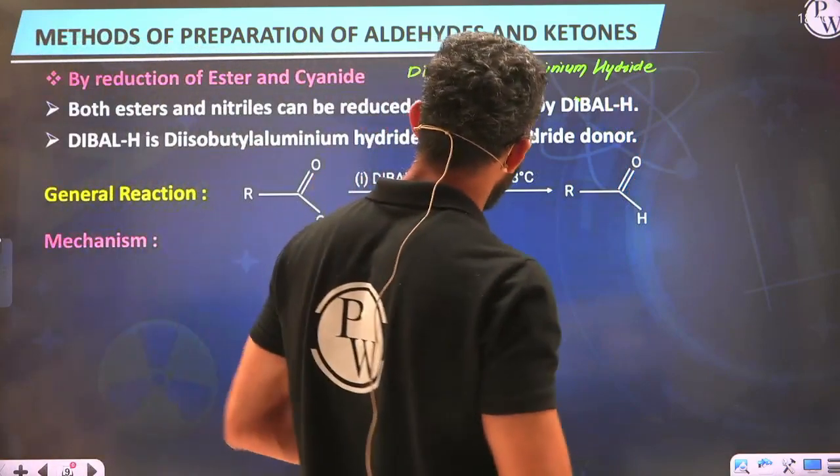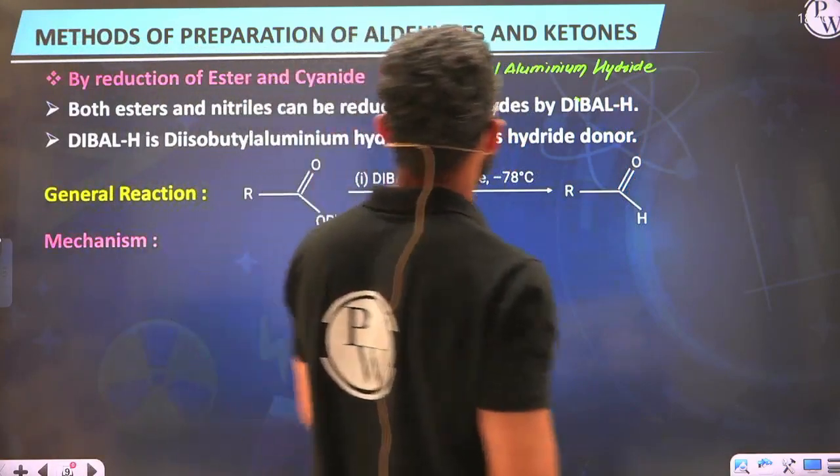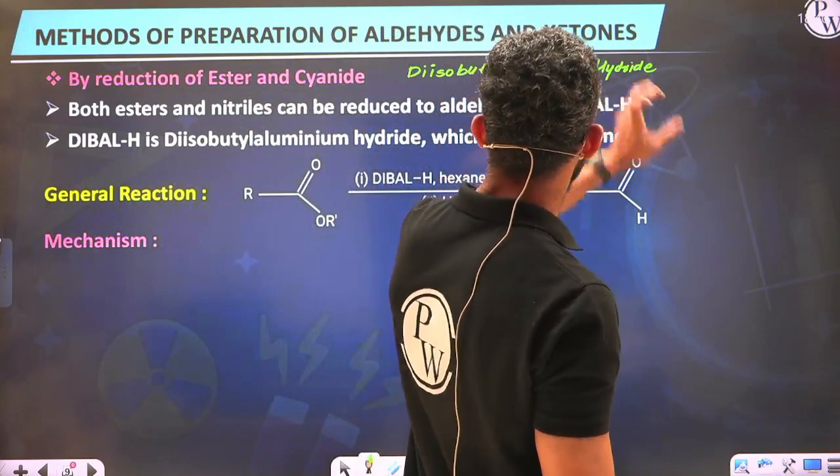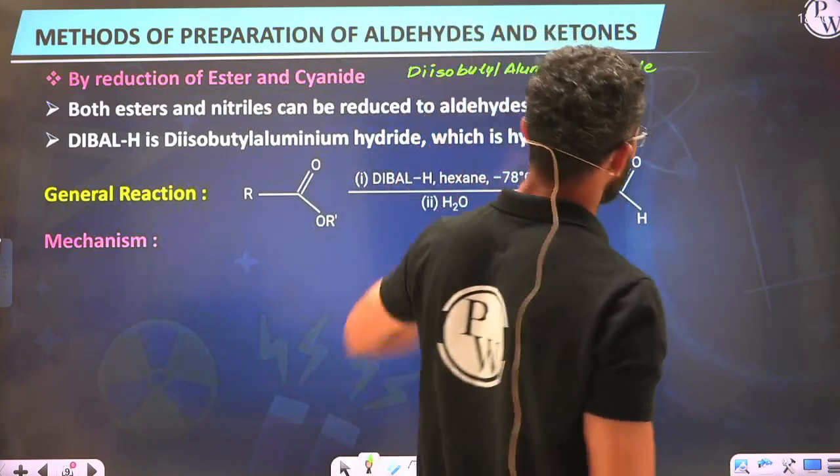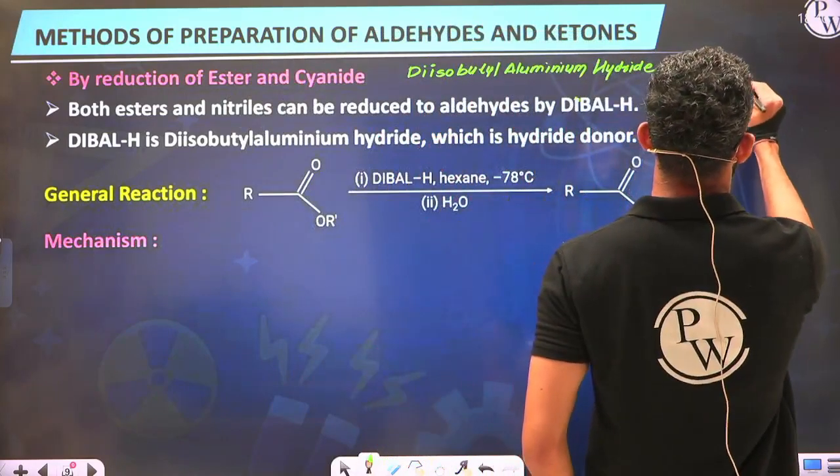So when we try and draw the structure of this, we have isobutyl aluminium hydride. How many isobutyl? 2. So let me first draw isobutyl.